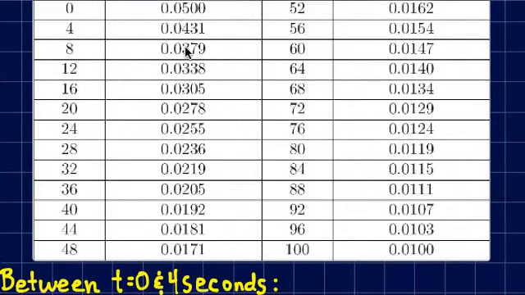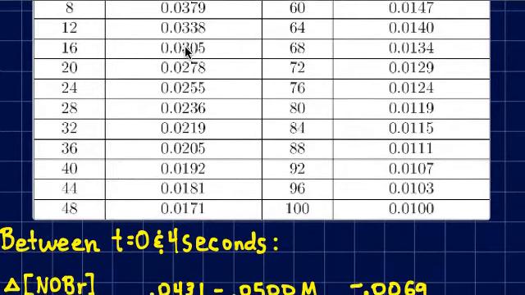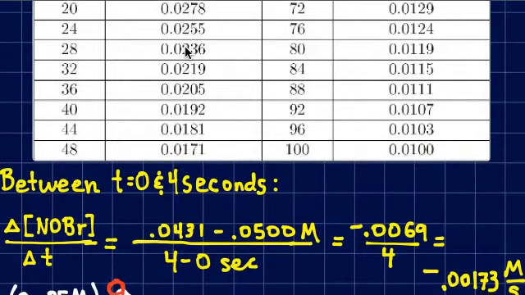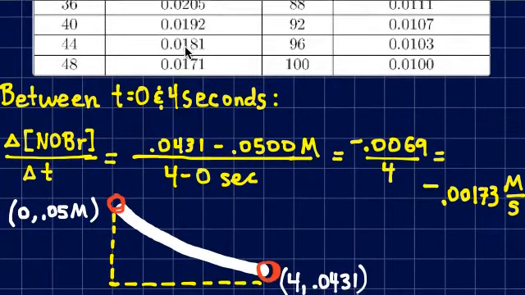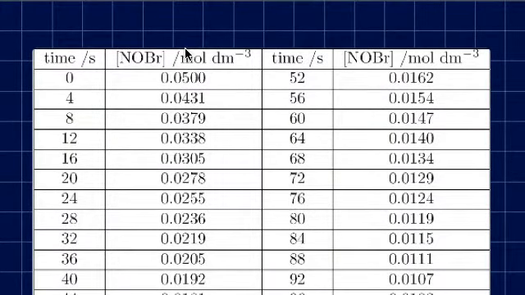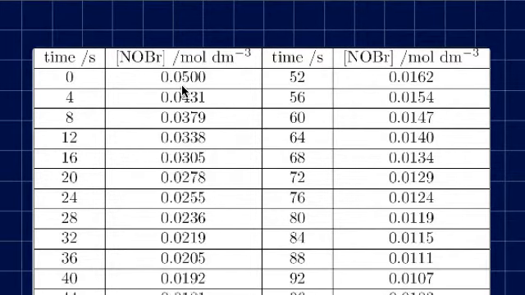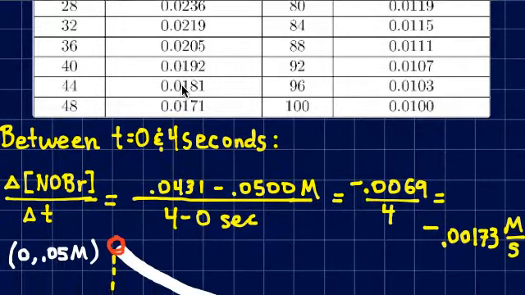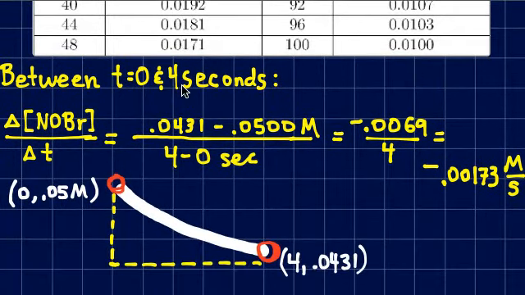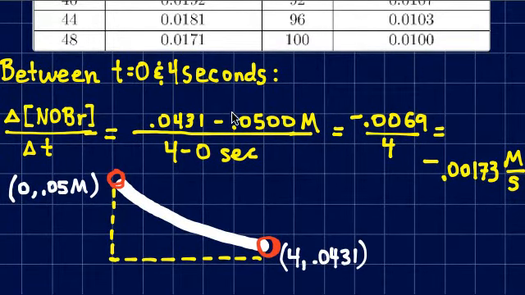Well, based just on this data, I could choose any 2 points and do an analysis, an average rate over those 2 points. So let me just look at the first 4 seconds. During the first 4 seconds, I believe the rate of the reaction should be the fastest of any time. So from 0 to 4 seconds, the concentration dropped from 0.05 molar to 0.0431 molar.